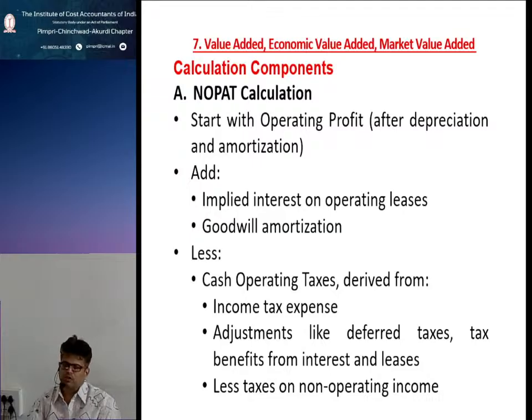Calculation components. The calculation components include the NOPAT calculation. Start with operating profit after depreciation and amortization, add to it implied interest on operating leases and goodwill amortization, less cash operating taxes derived from income tax expense, adjustments like deferred taxes, tax benefits from interest and leases, less taxes on non-operating income.